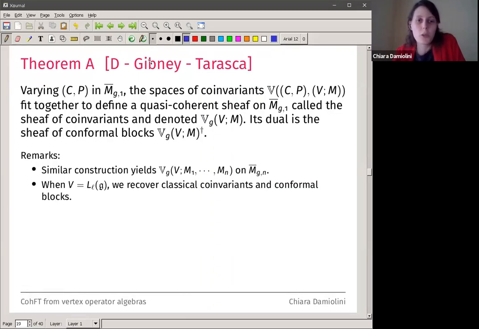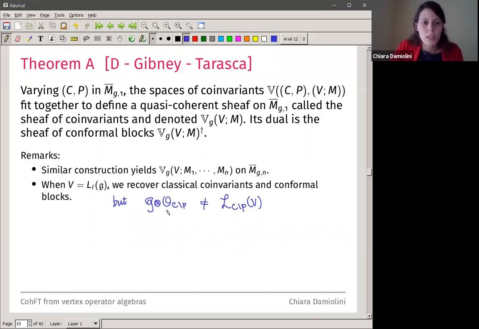The other observation, which was already made by Frenkel and Ben-Zvi, and I believe also by other people, is that if the vertex operator algebra that we started with was the one associated with g and level l, then this construction recovers the classical coinvariants and conformal blocks. But, and I want to emphasize this, a priori the Lie algebra that we started with is not equal. So we are modding out by a different Lie algebra. They give rise to the same coinvariants, because of the residue theorem, we can go from one to the other.